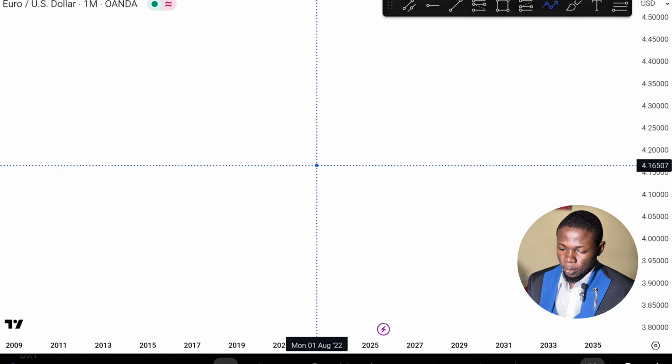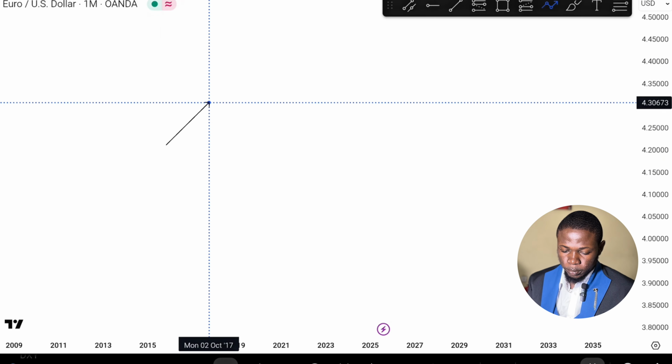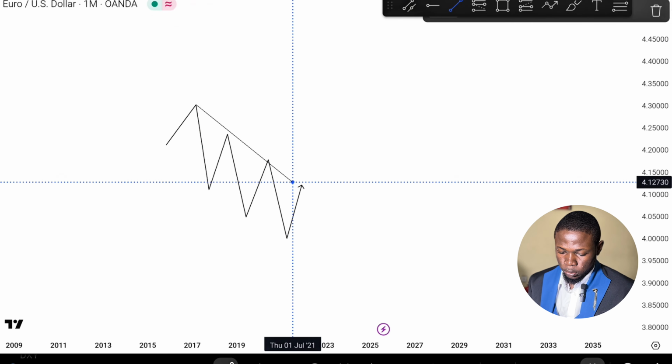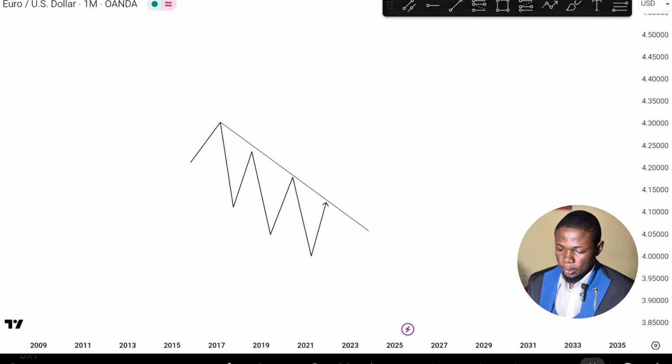A confirmed breakout. But you can also see something like this. Price going in a bearish way, just like this. And eventually you draw your resistance level from up, down. Then price broke out from this level. This is called a confirmed breakout.